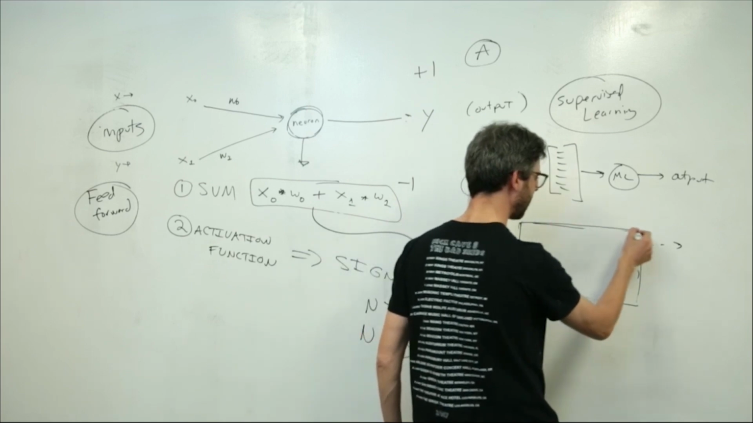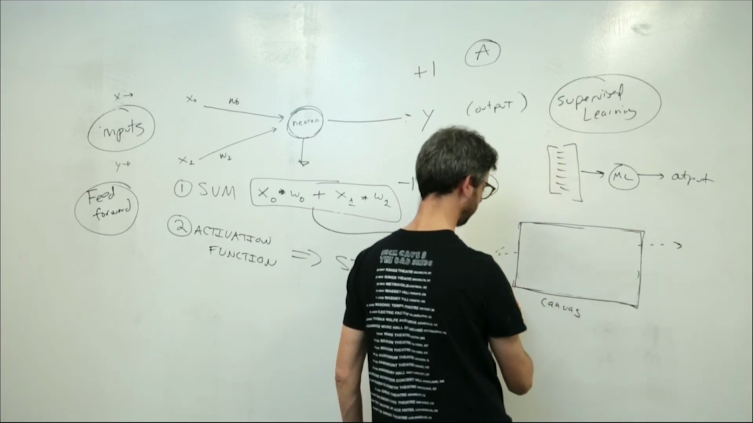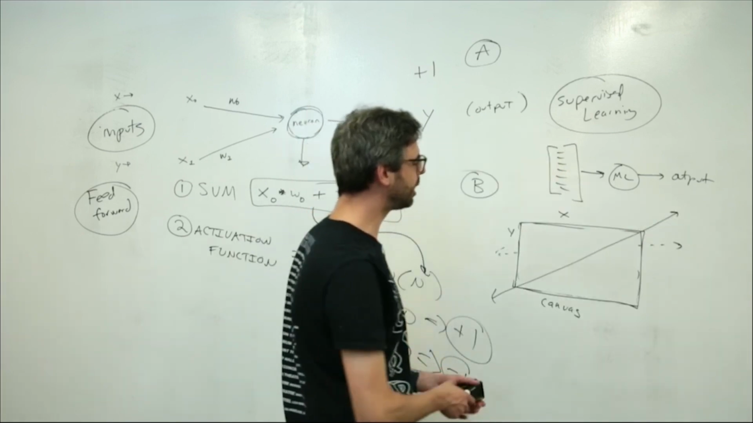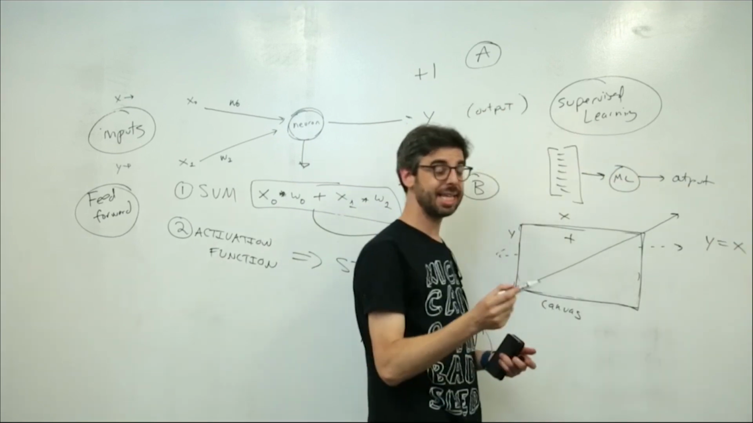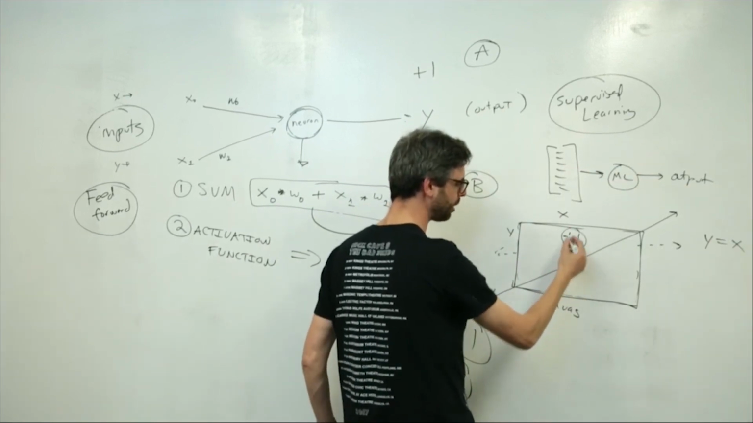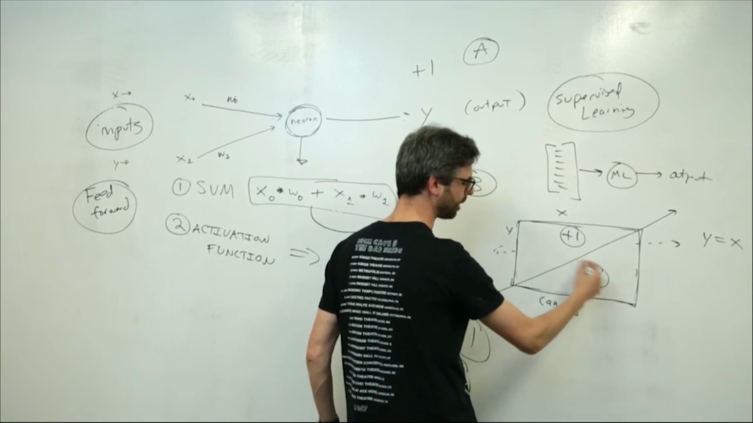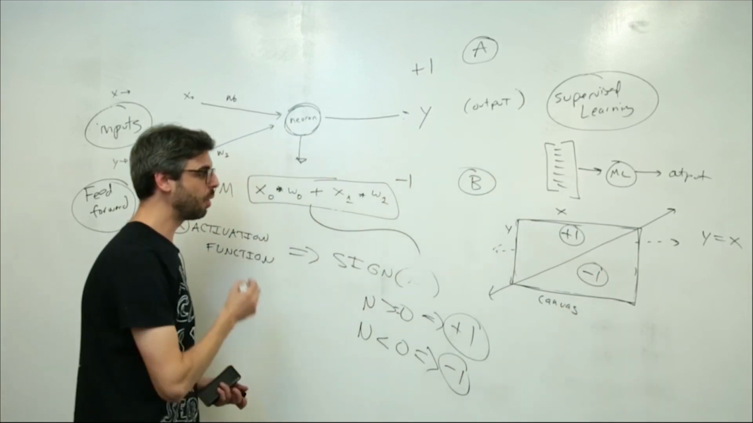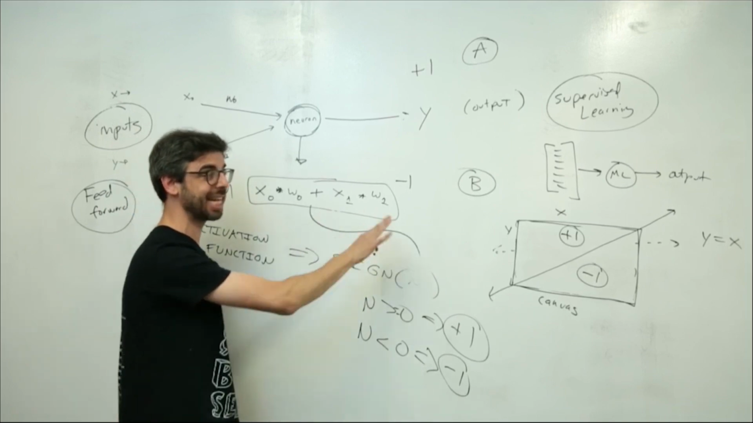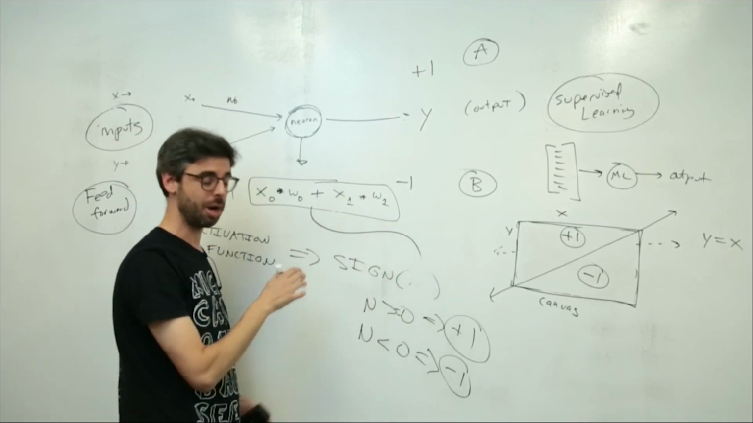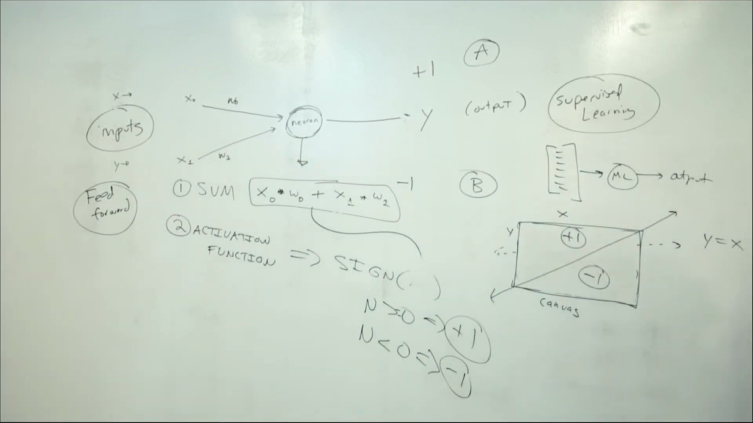Let's just consider the line y equals x. Anything that's above y equals x is a +1. Anything that's below y equals x should be a -1. So I want to create a known data set that I can use to train the perceptron. So let's do that really quickly.